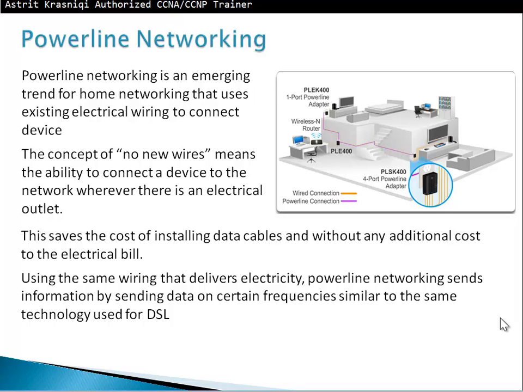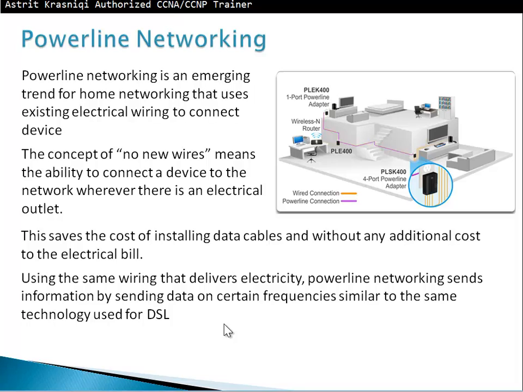Powerline networking. Powerline networking is an emerging trend of home networking that uses existing electrical wiring to connect devices. The concept of no new wires means the ability to connect a device to the network wherever there is an electrical outlet. Because electricity uses copper, and we have copper in our house, we don't have to put another copper cable to send the signal from one side of the house to the other. So we can use our already laid cable, the electrical outlet, to send the signal.